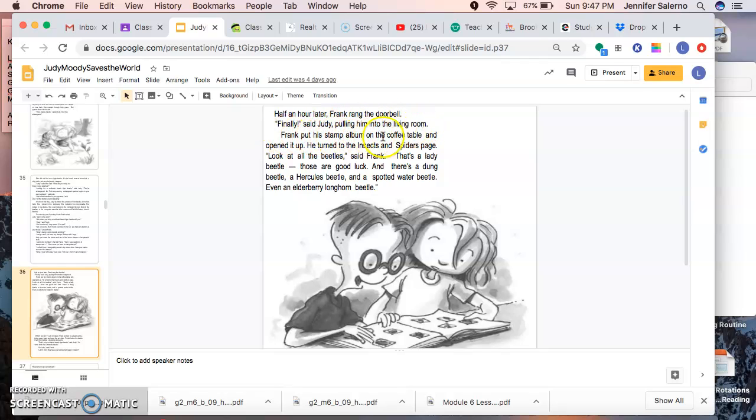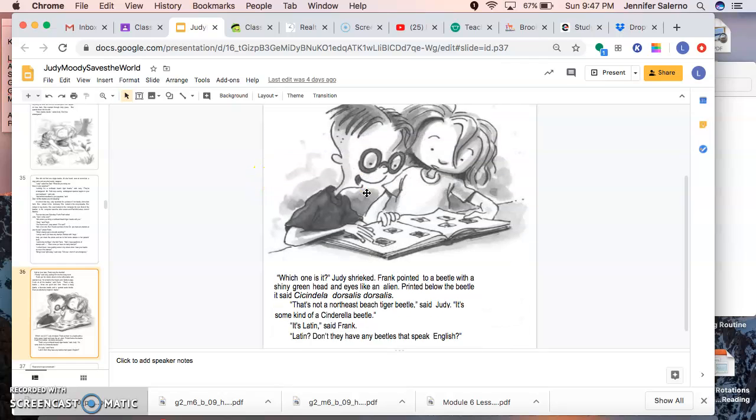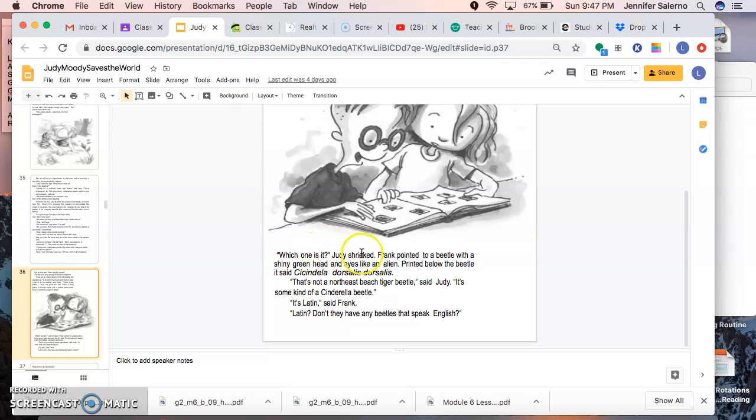Frank put his stamp album on the coffee table and opened it up. He turned to the insects and spiders page. "Look at all the beetles," said Frank. "That's a lady beetle. Those are good luck. And there's a dung beetle, a Hercules beetle, and a spotted water beetle, even an elderberry longhorn beetle." "Which one is it?" Judy shrieked. Frank pointed to a beetle with a shiny green head and eyes like an alien. Printed below the beetle, it said, "Cincindela dorsalis dorsalis."